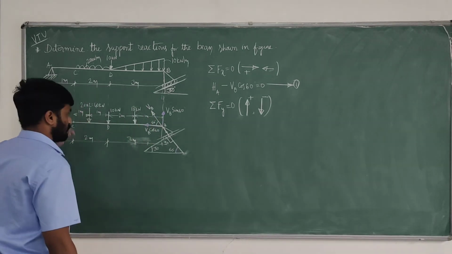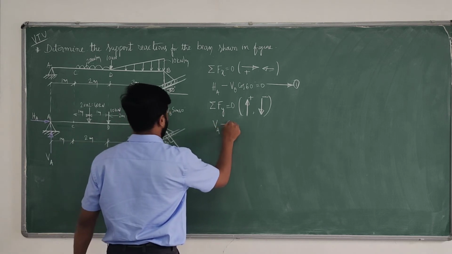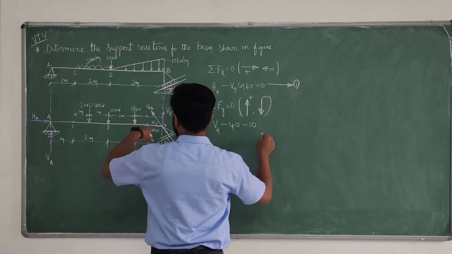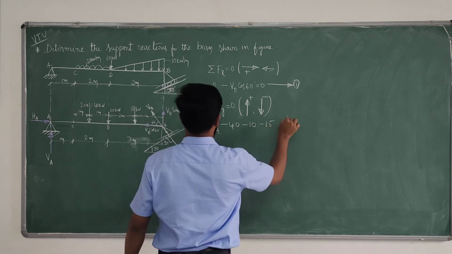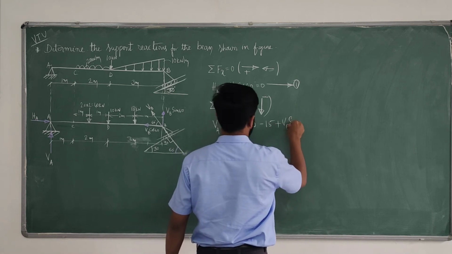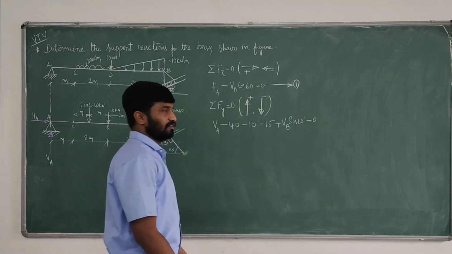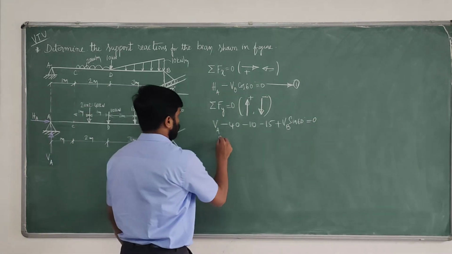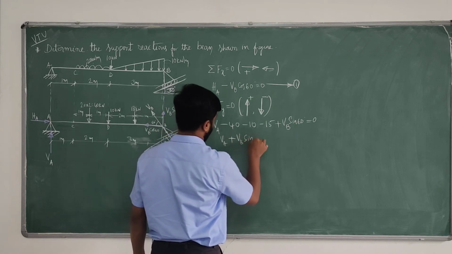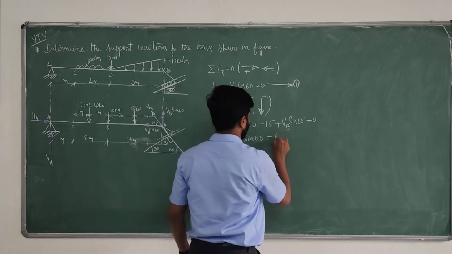So the first force is plus VA, next is minus 40, next one is minus 10, next one is minus 15, next one is plus VB sin 60 equals 0. So VA plus VB sin 60 equals 40 plus 10 plus 15, which is 65.